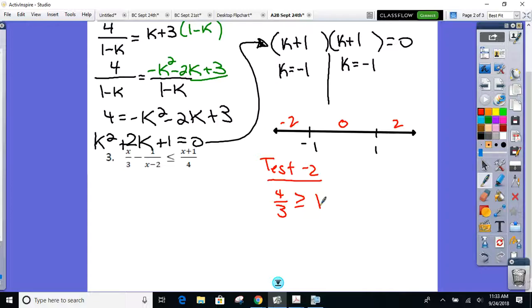True or false? 4/3 greater than or equal to 1? Did I get my numbers right? We all got 4/3 and 1? Okay, so that's true. Okay, plug in the old 0 now. Plug in 0. Let's see what we end up with.